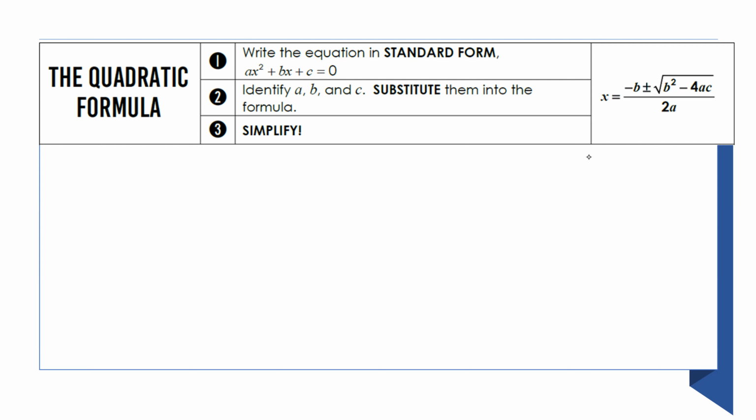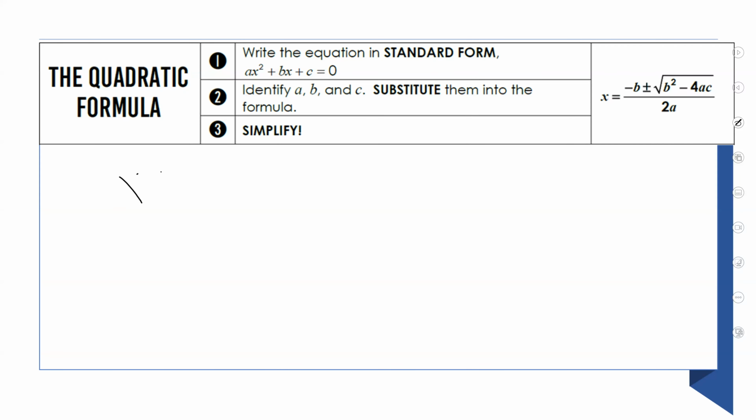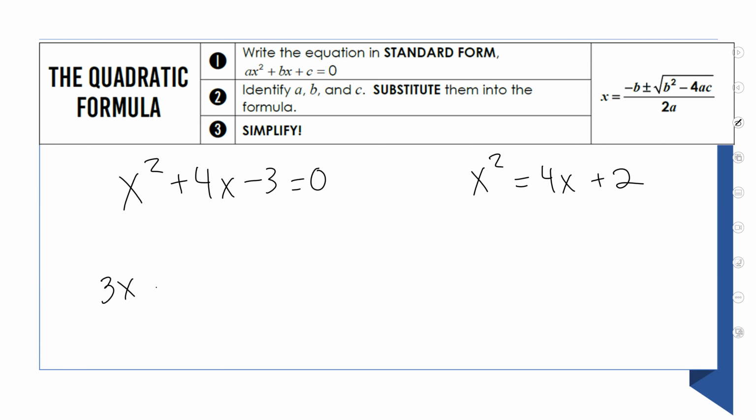Okay, so previously we have found solutions by factoring and by doing the square root method. Today we're going to be doing the quadratic formula, and the very first step is to make sure that it is in standard form. Okay, so let's look at today's worksheet. I'm just going to give some examples real quick. X squared plus 4x minus 3 equals 0. X squared equals 4x plus 2. 3x equals negative 2x squared plus 5.